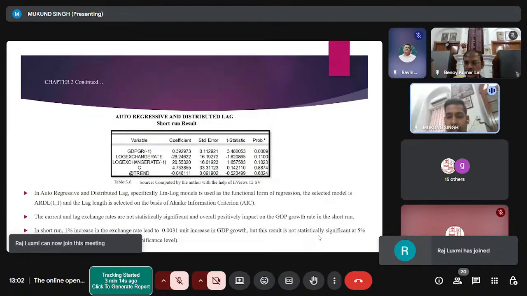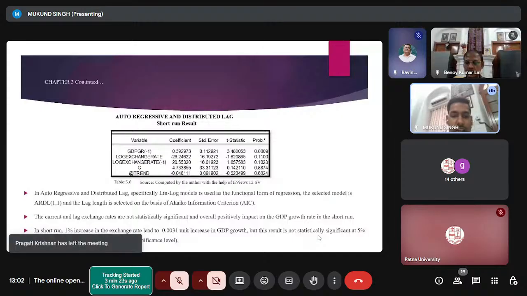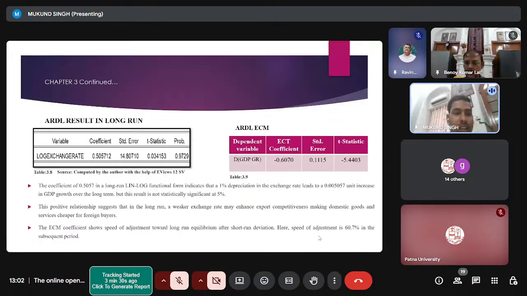Through the short run analysis, we found that in short run, exchange rate impacted the GDP growth rate positively. And the impact is, if 1% change in exchange rate, GDP increases by 0.0031 unit. In long run, 1% change in exchange rate, GDP changes by 0.005 unit. But this relationship is statistically not significant at 5% level.